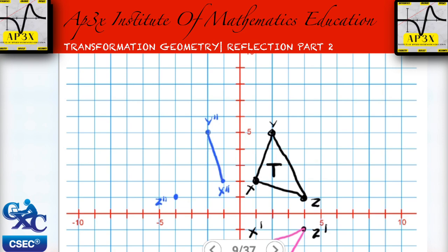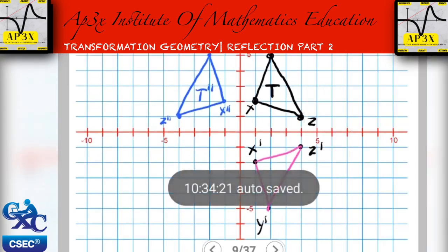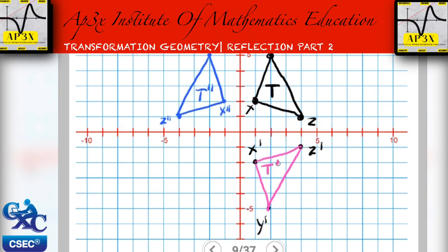Most times when I'm drawing my image, I tend to draw it with a broken line if I'm using the same color ink, right? But because I'm using my digital tools here, I'm able to use different colors to differentiate between my object and my image. And so therefore then, beautifully we have our reflection of triangle T across the y-axis being this blue triangle here. So let's call this T double prime, and let's call this one down here T single prime, just for the purpose of identification.